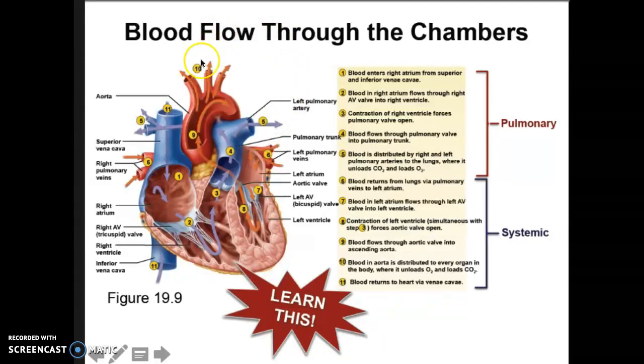That oxygenated blood then enters the heart via the left pulmonary vein and the right pulmonary vein. That's then deposited into the left atrium, and then that blood flows into the left ventricle. From the left ventricle, blood is pumped into the aorta, and from the aorta, it spreads to the rest of the body.